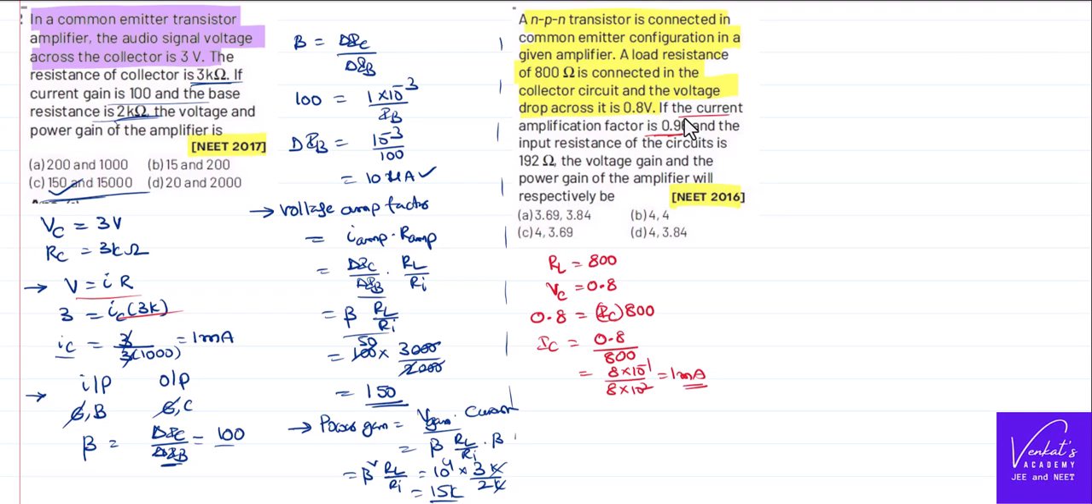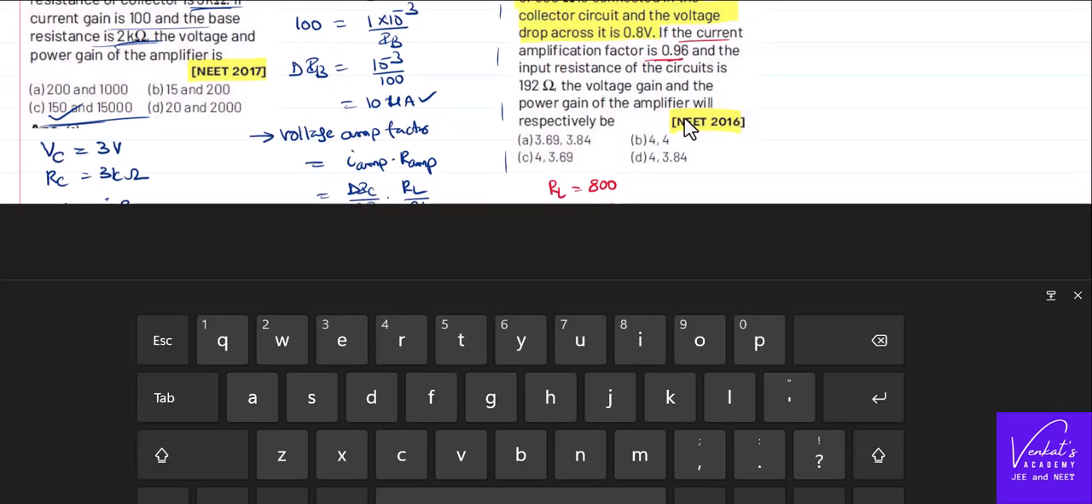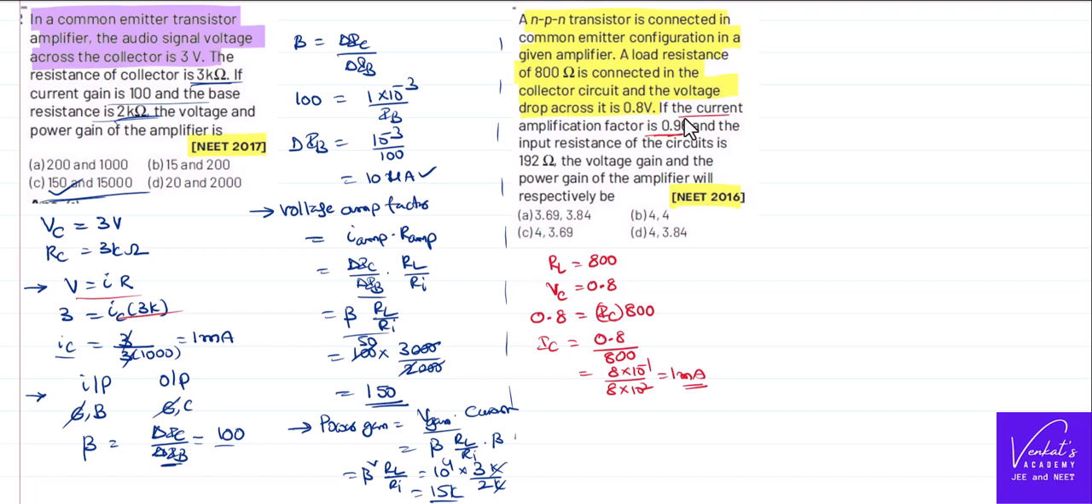When he says it's connected in a common emitter configuration, in common emitter configuration, output is IC, input is IB, because emitter is common. That's called amplification factor beta, that's always greater than 1. But he has given an amplification factor 0.96, that is possible only in a common base configuration.